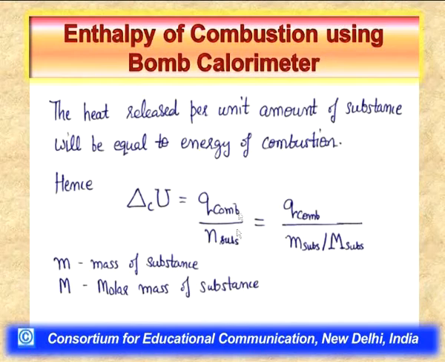Once we determine the heat evolved in the combustion reaction in this manner, all we need to do is divide it by the number of moles of the substance which underwent combustion. Since the system was a closed system, the heat evolved will be equal to the change in internal energy. So, that will be equal to the internal energy of combustion. That is determined in this manner.